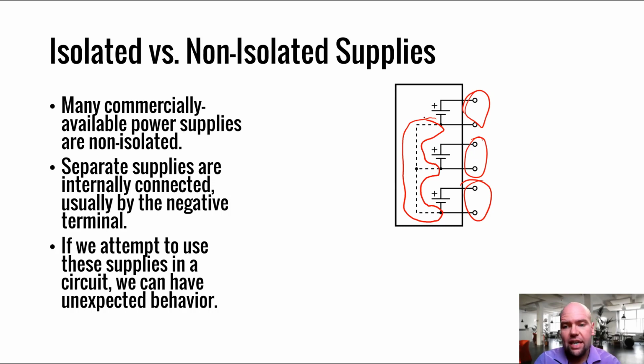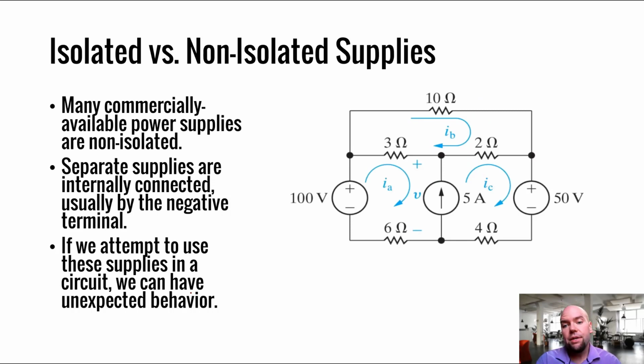Let's see what happens if you try to build a circuit. I just pulled this circuit from chapter 4's material. Let's say you tried to build this circuit using a non-isolated supply. So you connected a 100-volt supply here between these terminals and a 50-volt supply here. And again, these are 2 supplies on the same unit. You constructed this circuit on a breadboard and connected them together. Oh, and you also had a current supply, which you connected here, and set it to whatever current you needed.